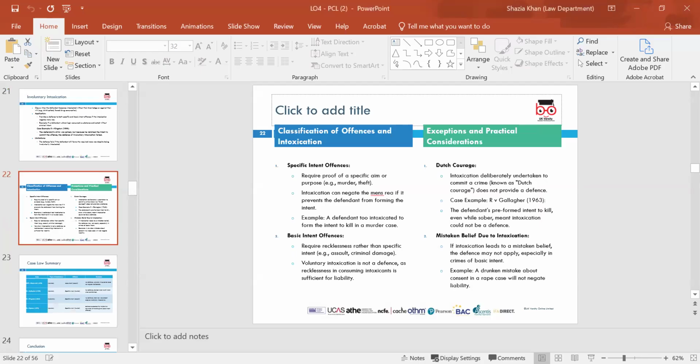Classification of offences and intoxication. In criminal law, when considering intoxication as a defence, offences are typically classified into specific intent and basic intent, which I mentioned earlier on as well, where voluntary intoxication can only be used as a defence against specific intent crimes, as it may not negate the mens rea for a basic intent crime. Meaning if someone is intoxicated and commits a basic intent crime, they are still likely to be found guilty because the recklessness of getting intoxicated can be considered enough to establish the necessary mental state for the crime.